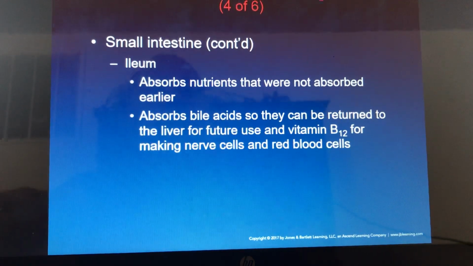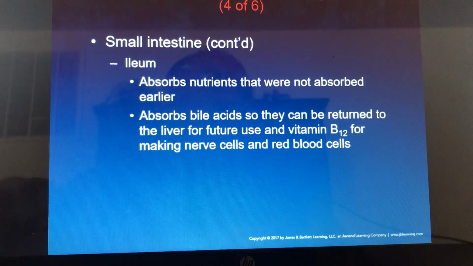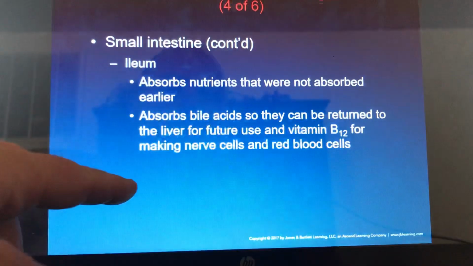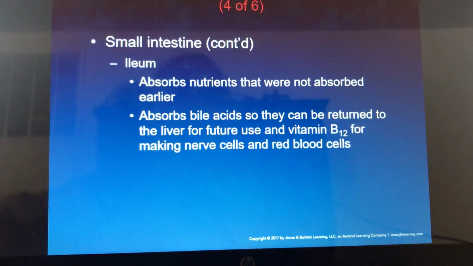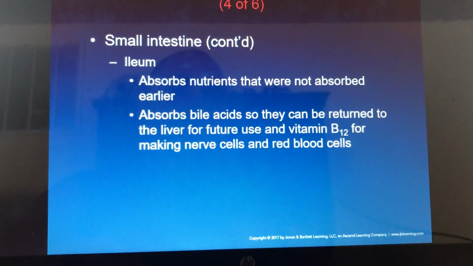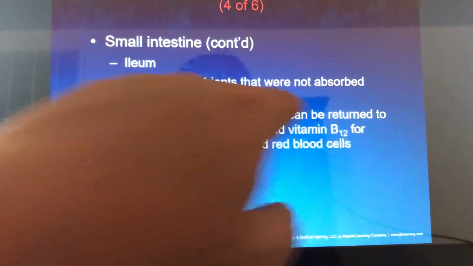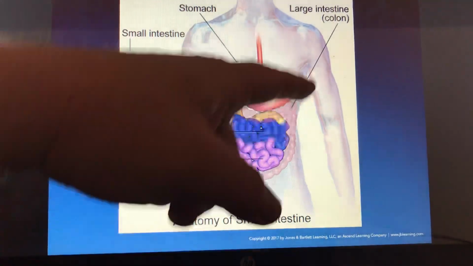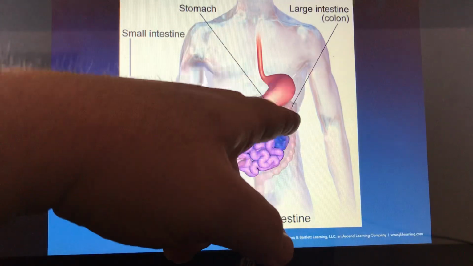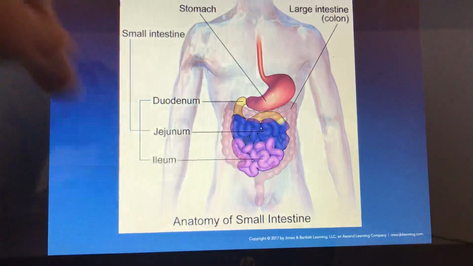Then you have the ileum. The ileum is the lower part of the small intestines. That is where you start absorbing some of the bile acids. They're looking for B12 to make red blood cells and nerve cells and stuff like that. So basically, they're looking to pick up the B12 there. That's what it looks like. So you've got your duodenum, and then you've got a JPEG. JPEG would go in here, and then the duodenum, and then the ileum.